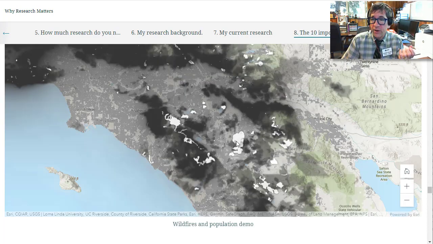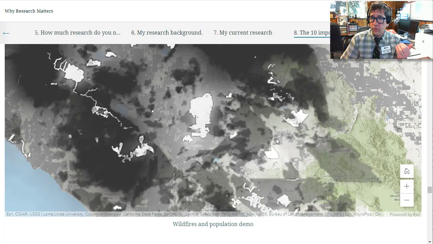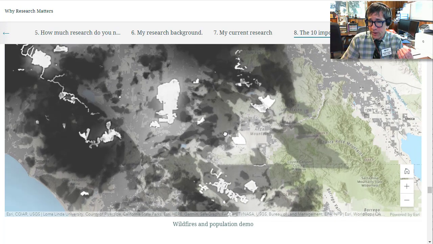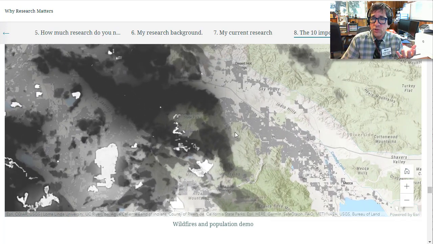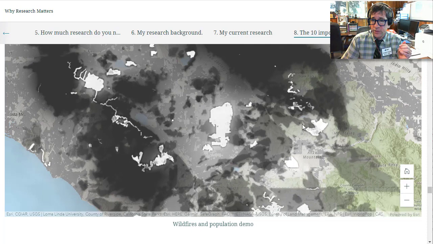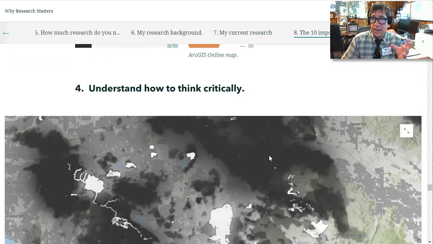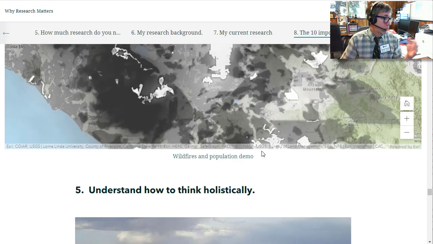So looking at wildfires and population, I'm thinking about where are vulnerable communities to wildfires? Where's the population versus where these wildfires are, in this case, this map shows wildfires over the last 150 years in Southern California. So that's a data set with a lot of information in it. And I'm going to look at two different variables and think critically about those two variables and how they interact. Again, why does this matter?